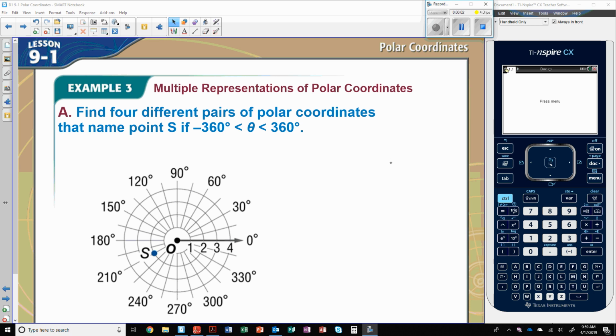Example 3, multiple representations of polar coordinates. Part A asks us to find 4 different pairs of polar coordinates that name the point S as shown here on this graph. Now, we want to keep the angles between negative 360 and 360.